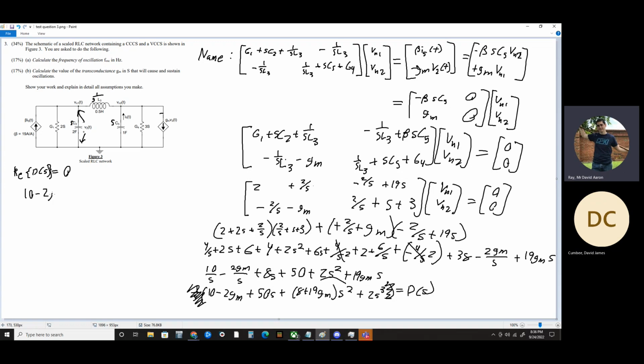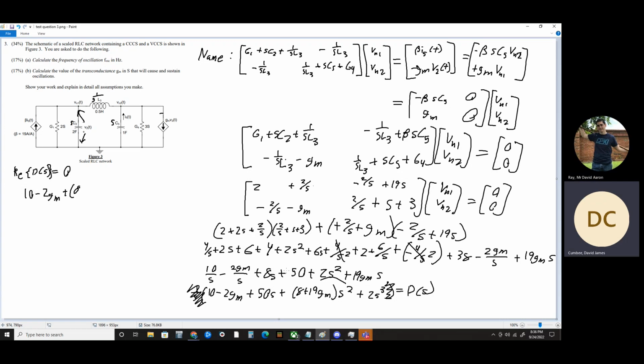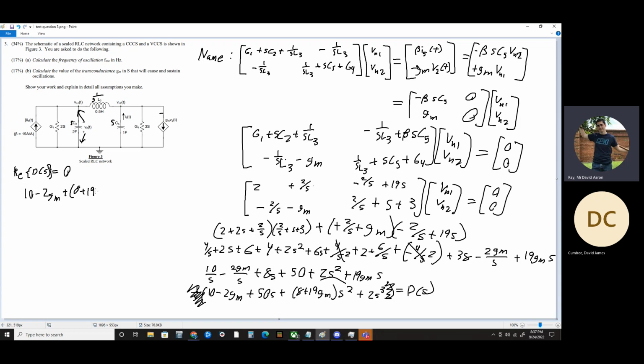10 minus 2 GM. Now we have 50s. Is that going to be real or imaginary? Imaginary. Yep. And so then s squared, what's that going to be? Real. Yep. So then we're going to add minus 8. Or 8. Wait, is it going to be minus? If it's j squared, it'd be minus 1, right? Oh, true. I'm not sure if that's right. I think it's just going to be like plus 8. Oh, wait, yes. What you are saying is right. It is going to turn negative because of s squared.